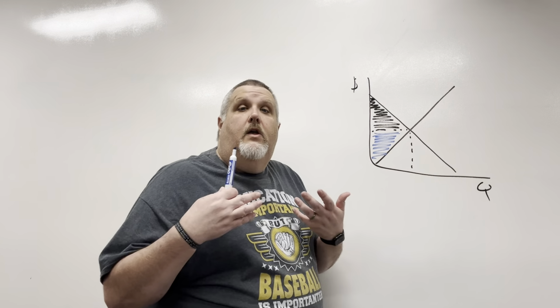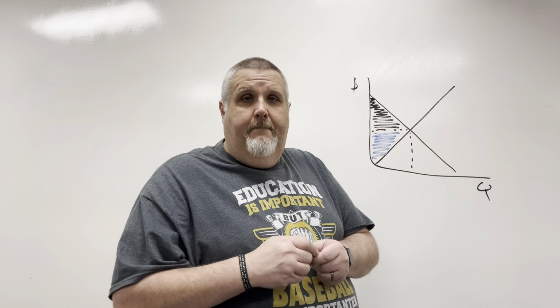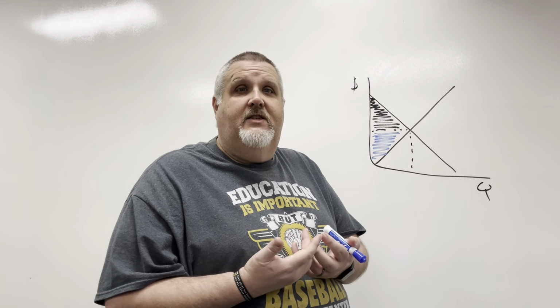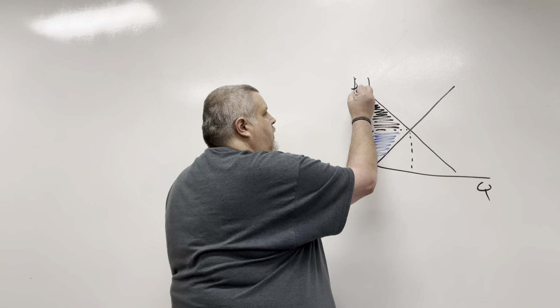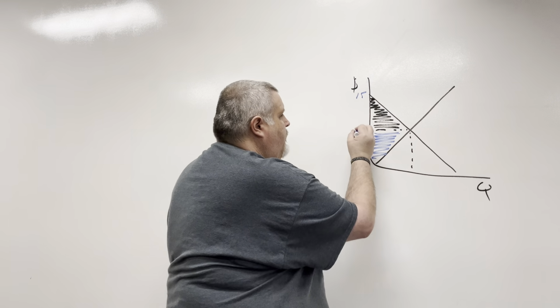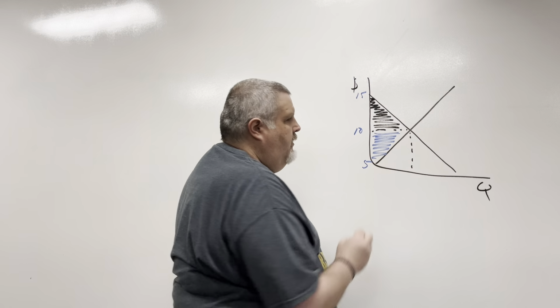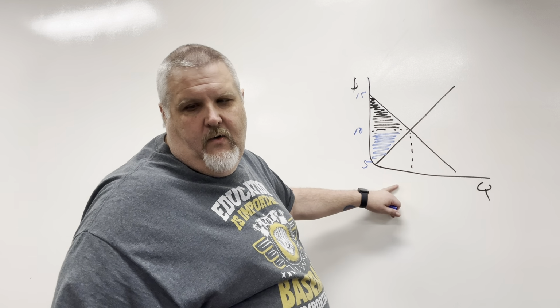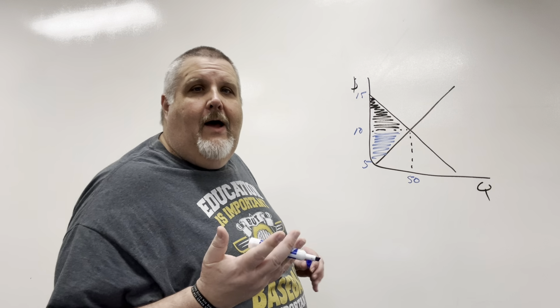Now, on the AP exam, you may be asked to find out how much that is, okay? So let's say that up here, this is 15. Let's say that this is 10. And let's say that this is crossing at 5. Let's say that our quantity here is 50. Okay, how do we find this?